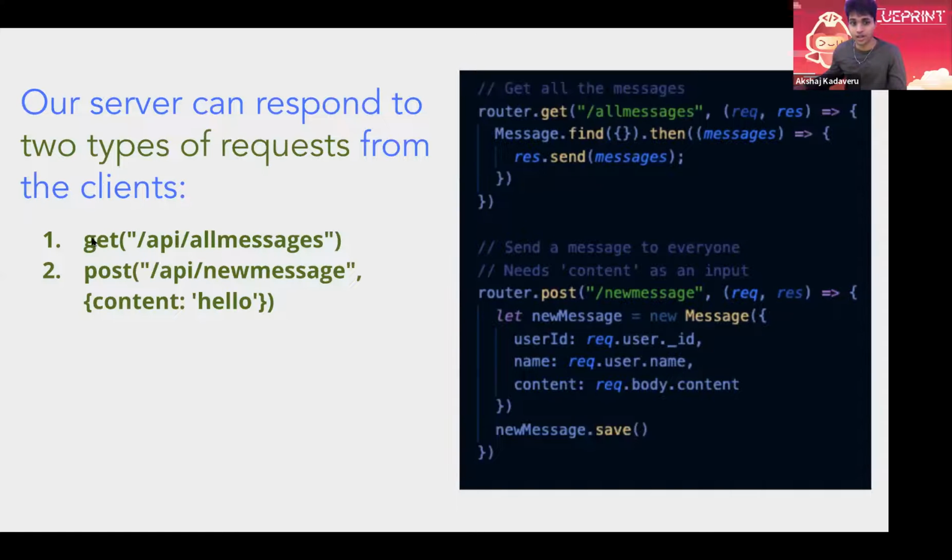In React, in your front end code, you'll write things like get /API/all messages and post /API/new message with whatever parameters you might want to include. This is what the code will look like in your React code. So on the front end, in order to send the pigeons out to the server, you use this code. Think of it as sending the pigeon.